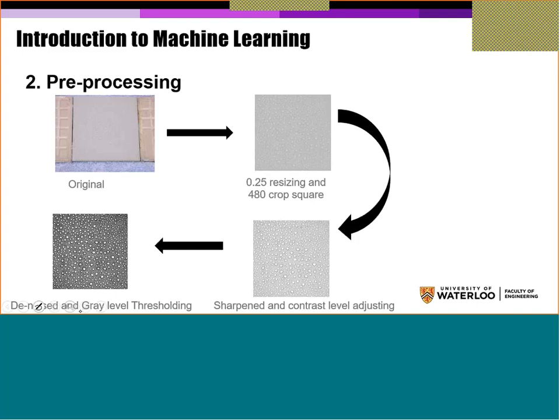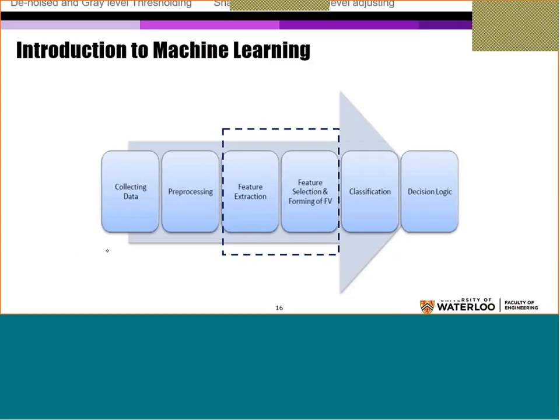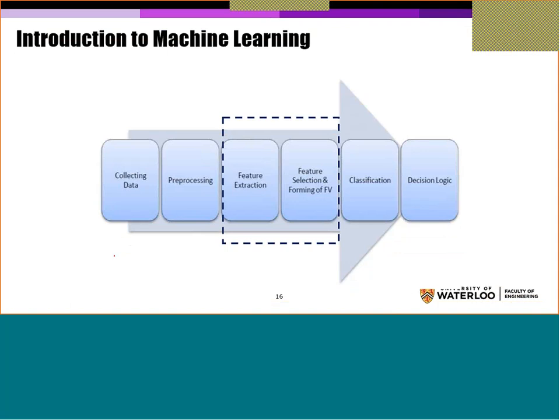And then I will use denoising and a gray level threshold, so it is either black or white. So when you look here, it is much better. I can clearly identify the water droplet on the insulator surface. So this is what is meant by pre-processing.